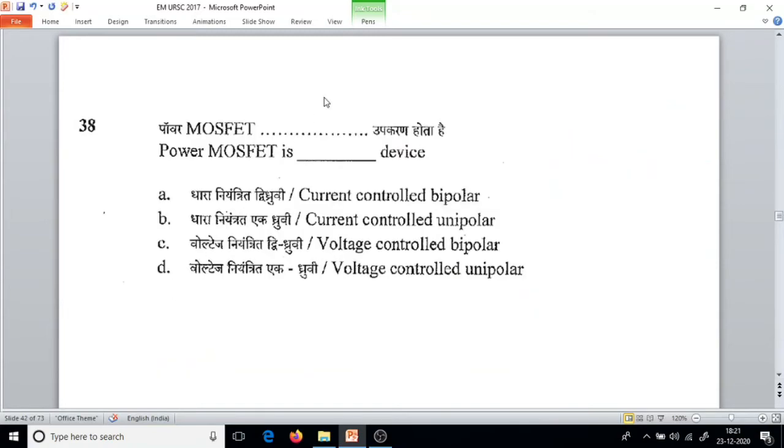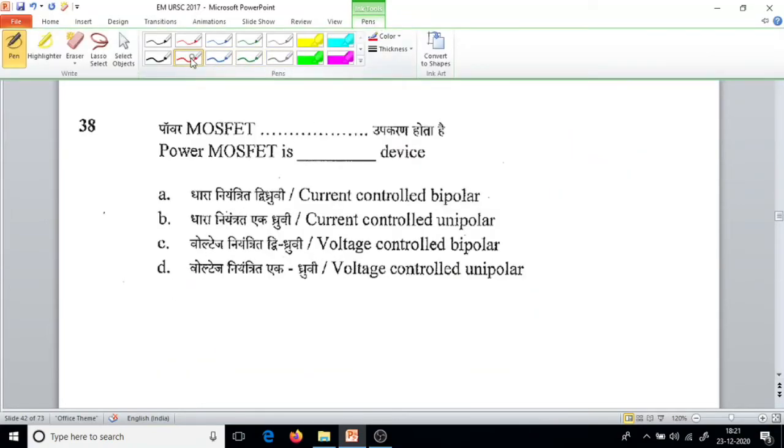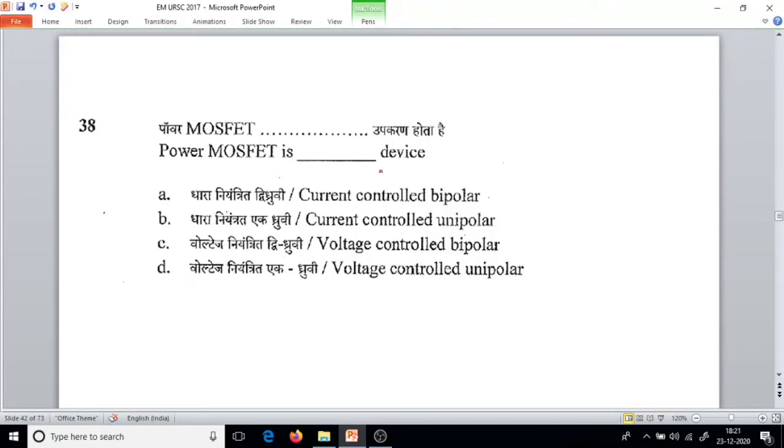Question number 38. Power MOSFET is a dash device, current controlled. First of all, any MOSFET is a voltage control device. So the answer is option C. But BJT is what, a current control device? BJT, bipolar junction transistor.